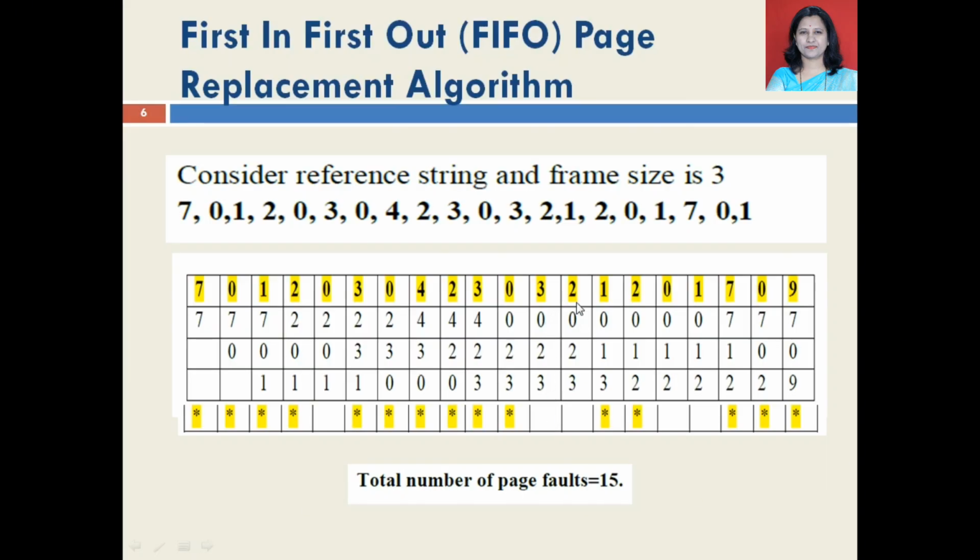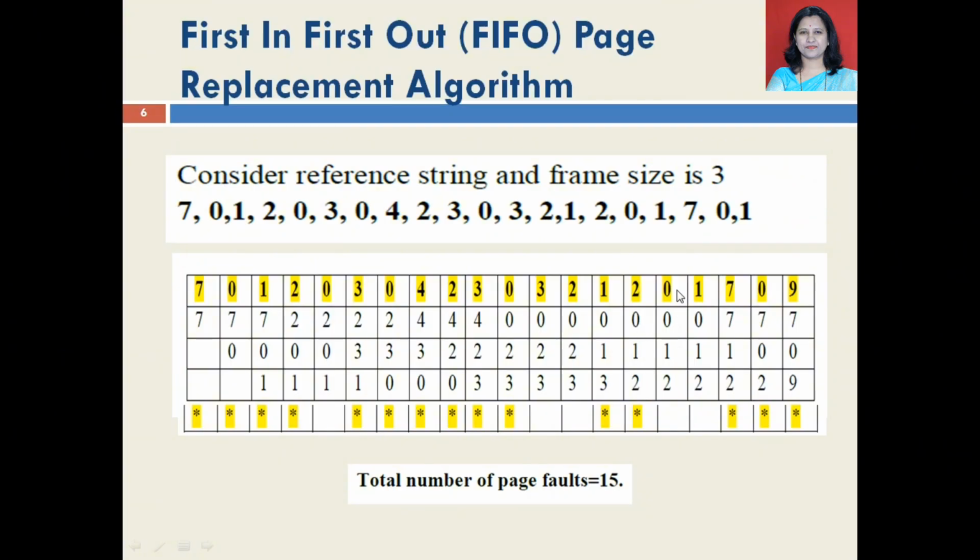Now next we have to place the 2. 2 is already there, so there will be no page fault. To place the 1, the oldest among these will be again 2. So 2 will get replaced and 1 will get placed over there. So it will become 0, 1 and 3. Now next is the 2. To place the 2, we will replace the 3. So it will become 0, 1, 2.